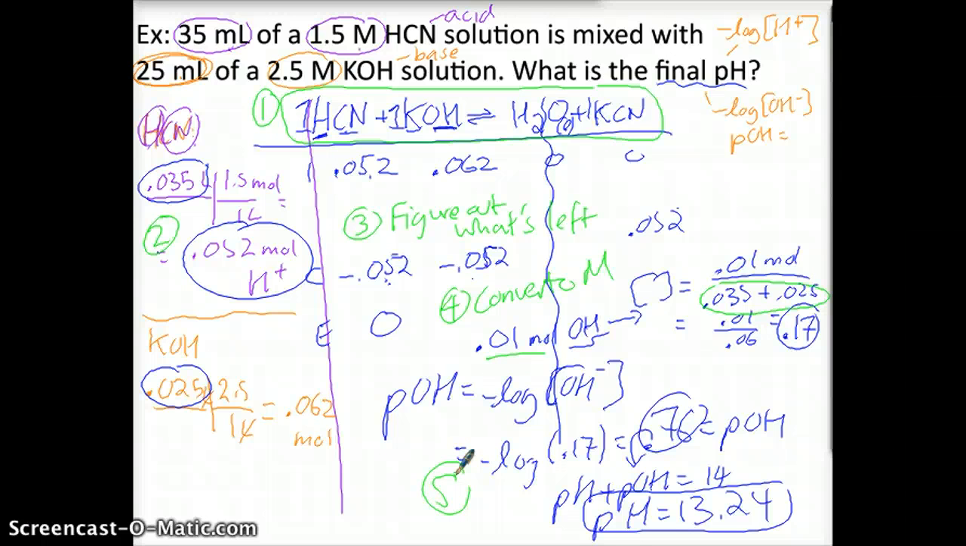You didn't necessarily need to do an ice table here because if you just recognize that you have more base than acid, all you really needed to do is get the difference of these two numbers, which is 0.01, and then recognize that that's the moles of OH because that's what you have excess of. And then from there, do the same thing. Divide it by the volume, negative log of that to get the pOH, and then subtract from 14.